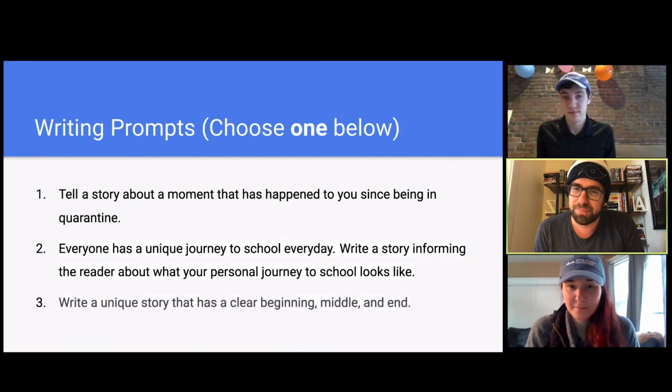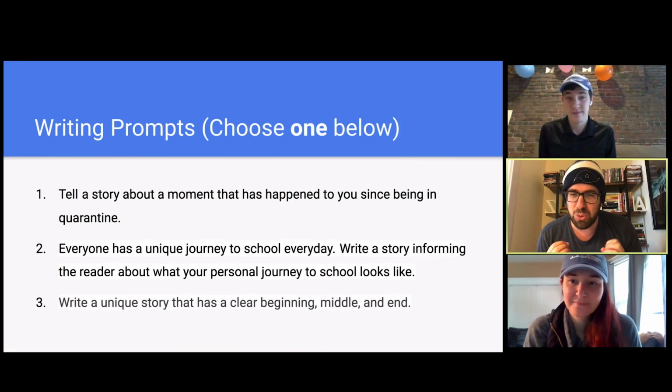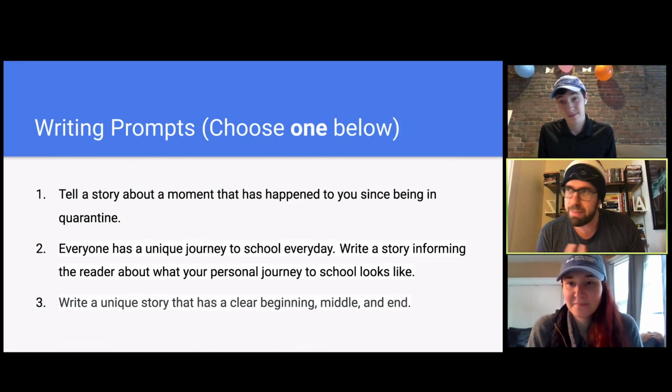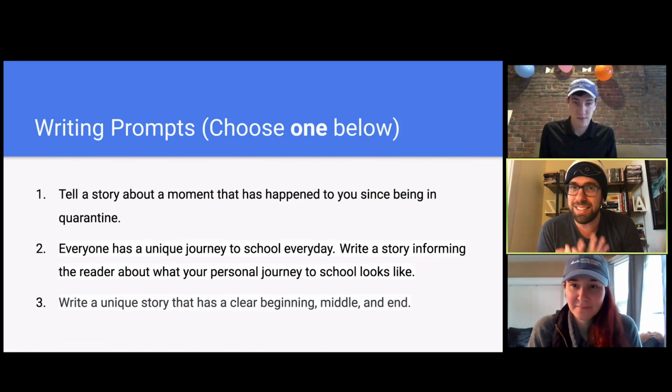Option number 3. Write a unique story that has a clear beginning, middle, and end. If you choose this option, maybe you've already been working on some creative writing on the side, and maybe you want to be able to share that with your ELA teachers and the rest of your peers. This is kind of an optional free write. The only thing that you have to do is be creative and tell us what you want to write about.